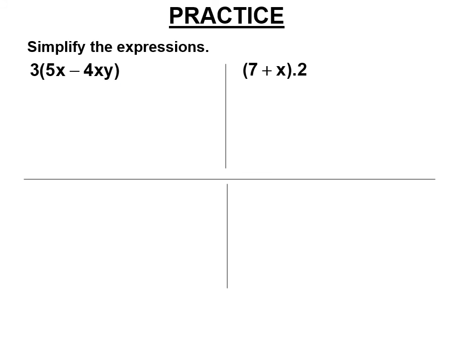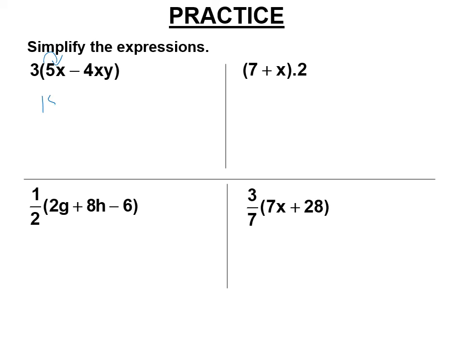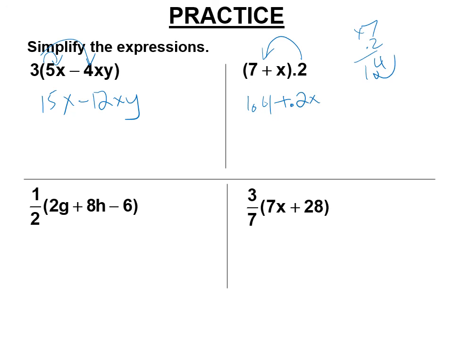Let's practice. So 3 times 5x, 15x. 3 times -4xy is -12xy. X goes before xy in order. 2/10 times 7, 0.2 times 7 is 1.4. Plus 0.2x, right? 0.2 times x, but we're going to put the 0.2x first, and then add the 1.4.